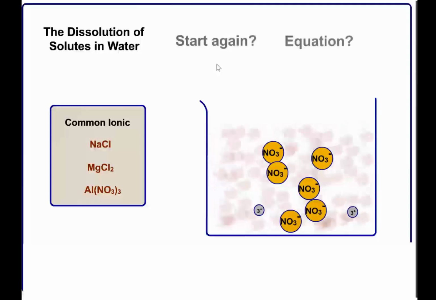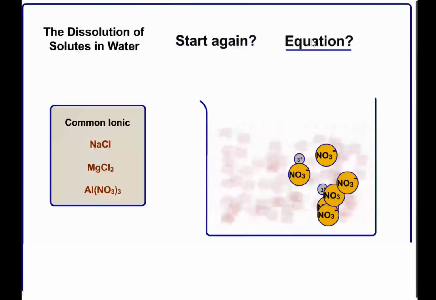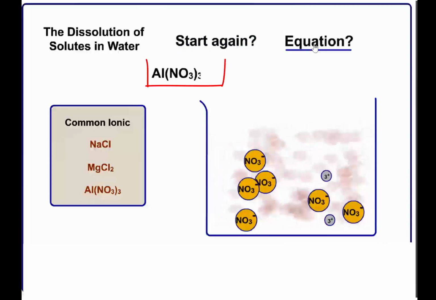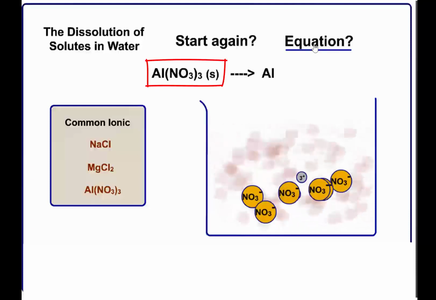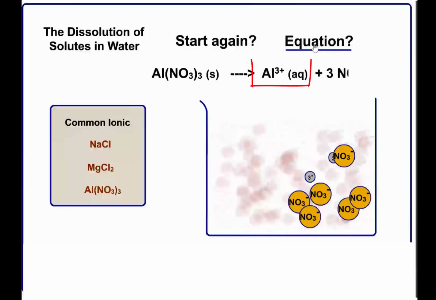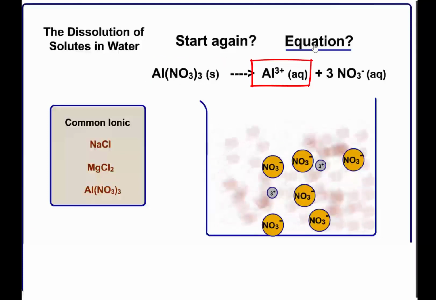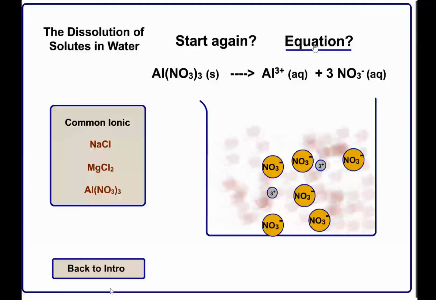Perhaps now you're getting the idea. The crystal lattice has to break apart. And again, for every 1 aluminum nitrate unit, we have 1 aluminum ion and 3 nitrate ions produced. So the stoichiometry is inherent in the formula, the ionic formula of the ionic compound.